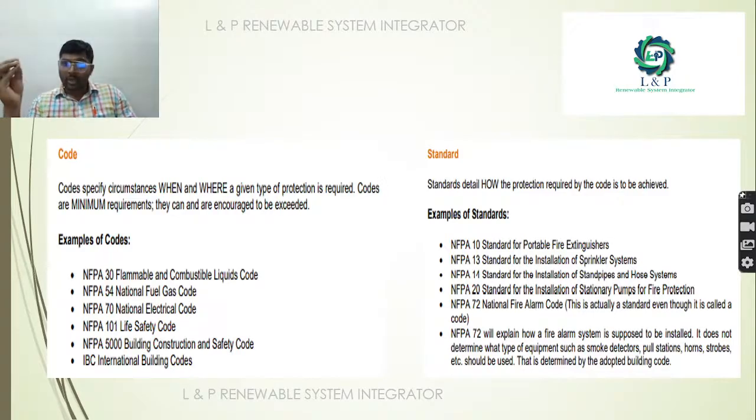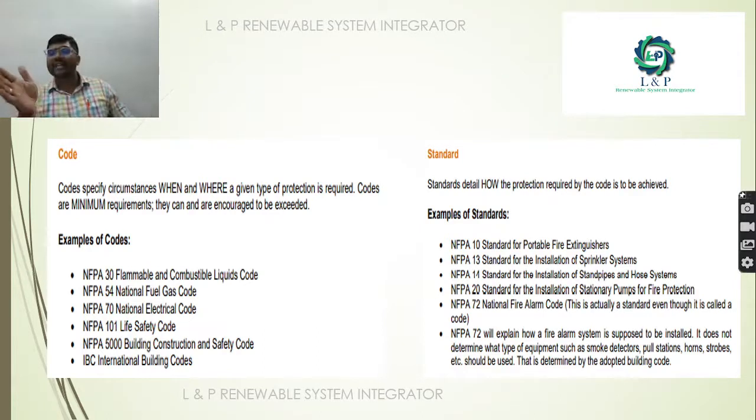Most importantly, a code is used only to know when and where protection is needed. How you need to provide the protection, how you need to do it, if there is any sort of instruction, command, explanation or clarity on how to do it and how to protect, that is the standard.